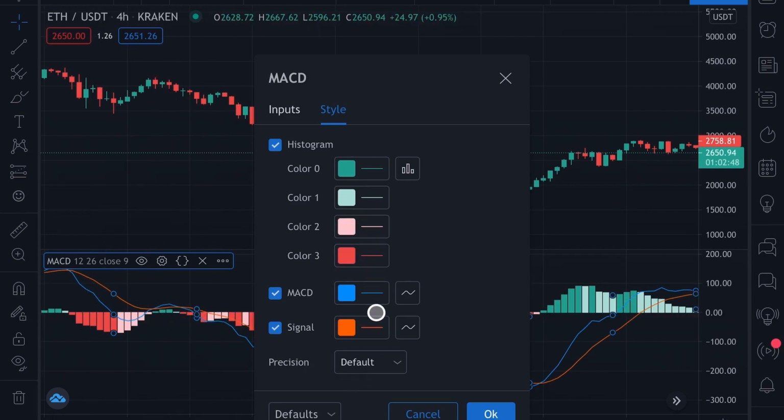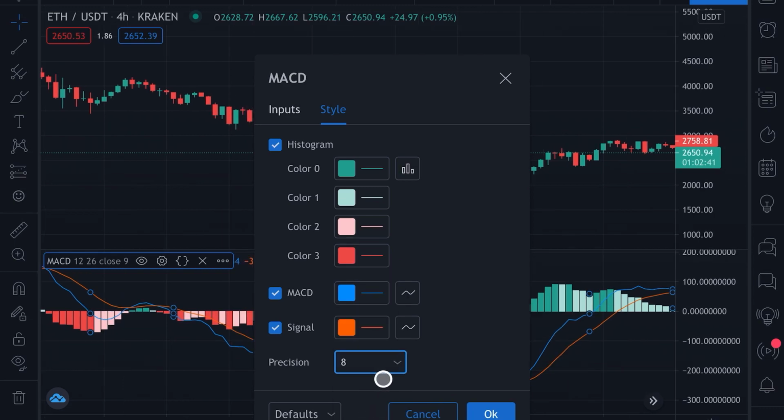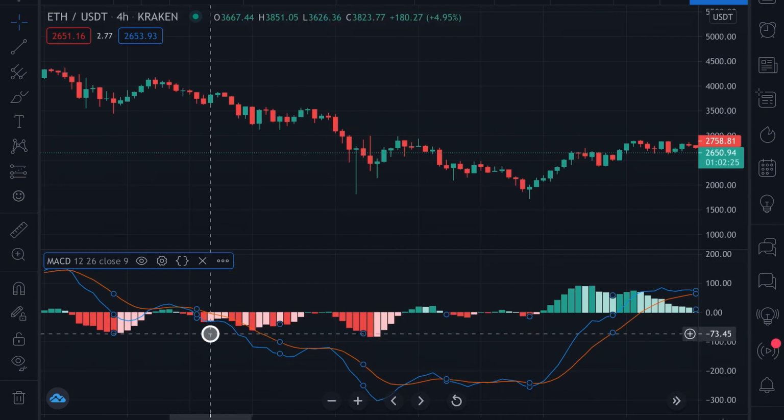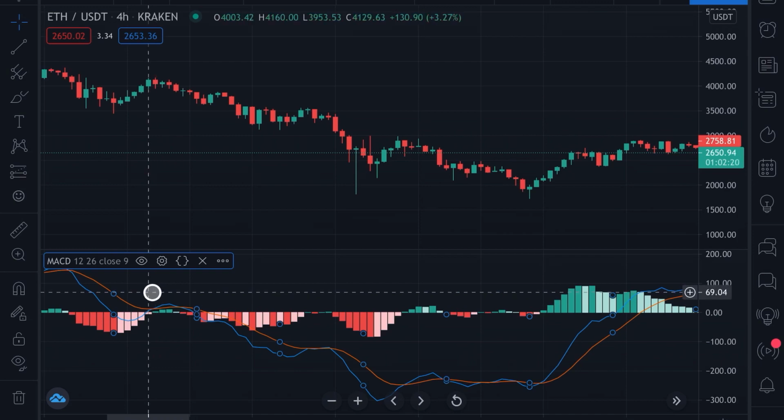You can put the colors to whatever you like here. You can also change your precision. If you change it from default to 8, you'll see that there is a change, but I will just leave it at default. So now that you know what the inputs are and how you can change them, let's go ahead and talk about how you can read them.